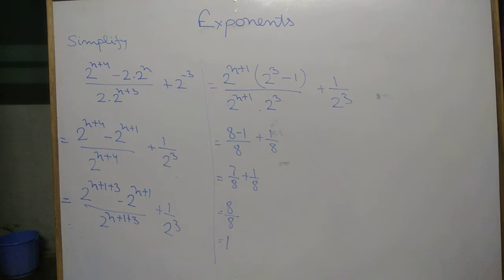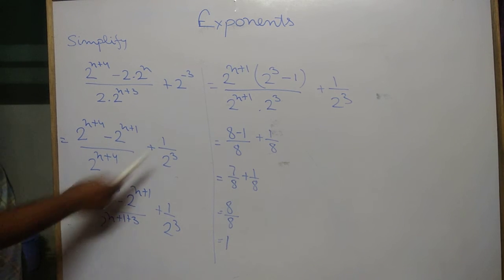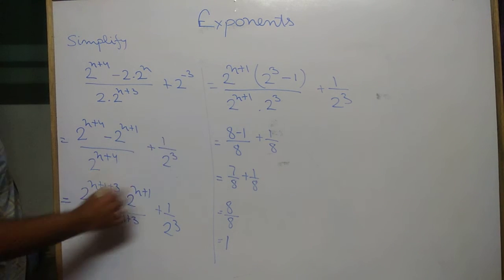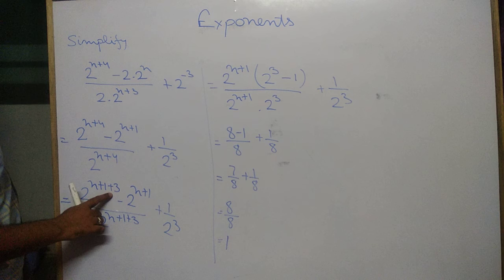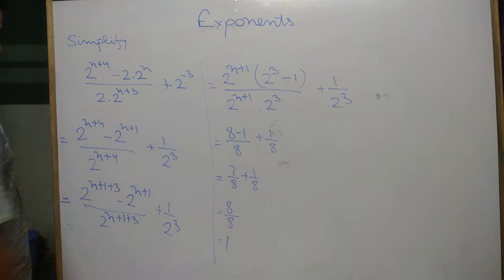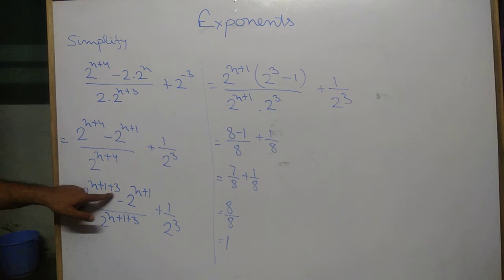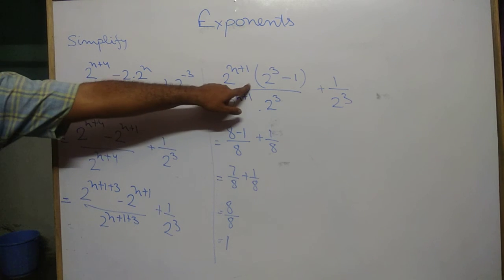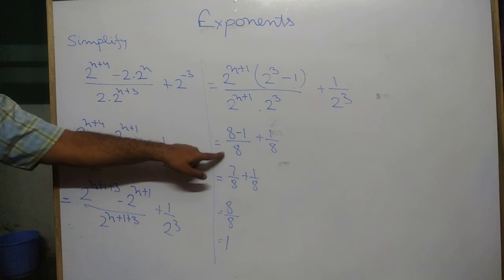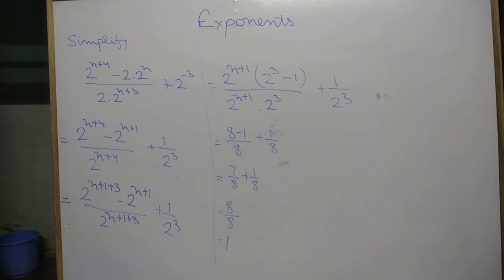Remember, at this point, if we find 2 to the power n plus 1 common, then what remains is 2 to the power 3 in multiplied form, because we know that if the base is the same, the powers must be added. So in this case the power is added, that's why we keep it in multiplied form and then we simplify. Hope this one is clear to you.